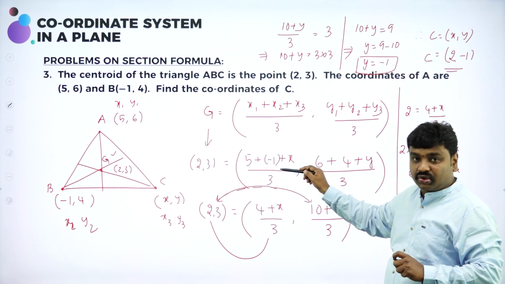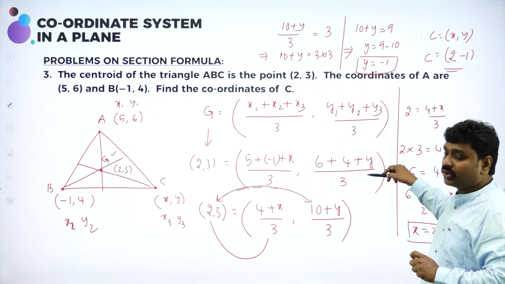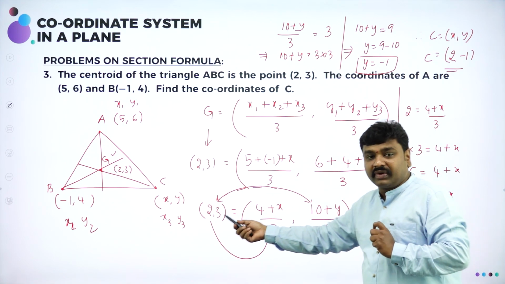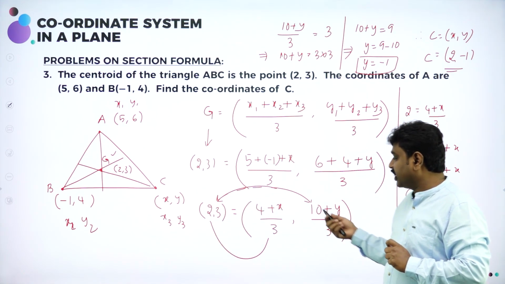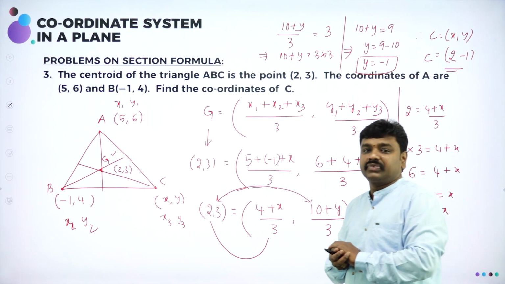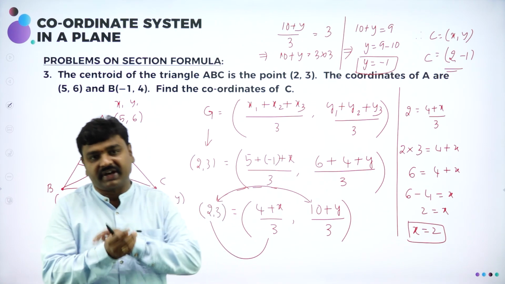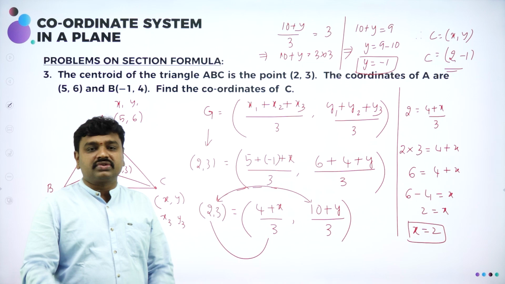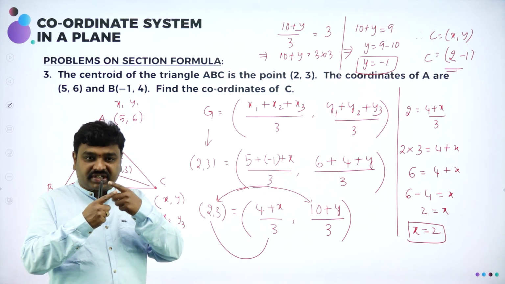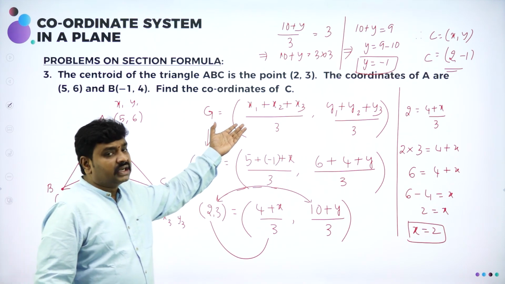Substitute it and use the formula. x1 x2 is given, substitute. y1 y2 is given, substitute, and x3 is unknown, call it as x. y3 is unknown, call it as y. Simplify and equate x coordinate with this x coordinate and y coordinate with this y coordinate, and you will get x and y unknown. I hope all of you understood this. Now we have done two problems based on centroid of a triangle. In my last session I taught you the formula and we derived the formula for centroid. You know, centroid is a point of intersection of medians. It divides the median in the ratio 2:1. Using that technique we got the value of centroid.